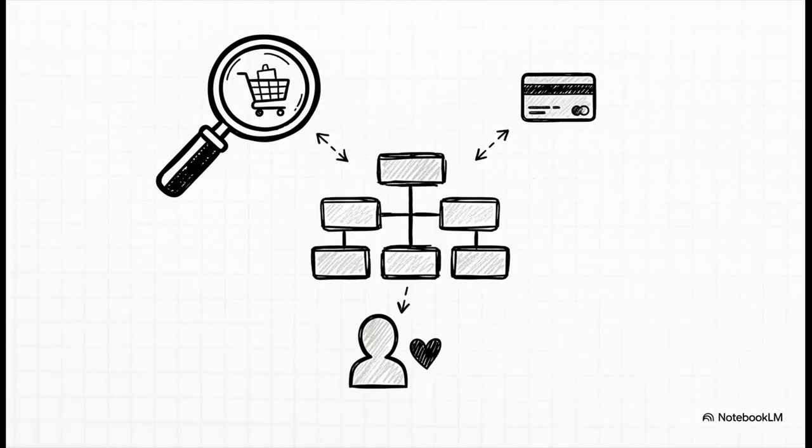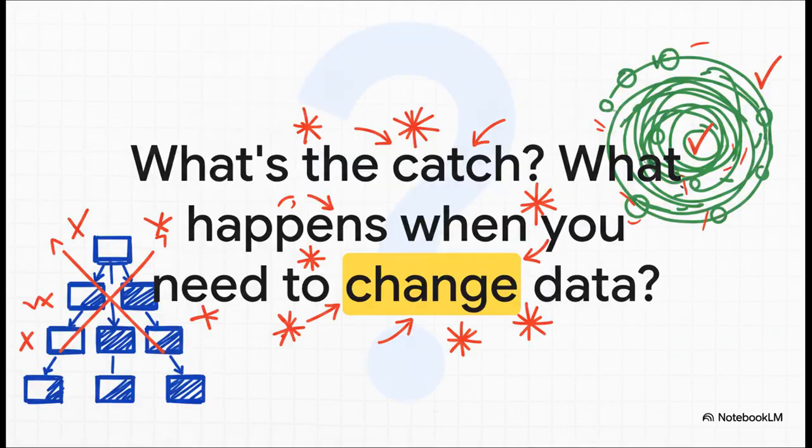And this is why B-trees are the undisputed kings for what we call OLTP, or Online Transaction Processing systems. Think about any app where you need to fetch specific records fast. E-commerce sites, banking systems, social networks. They're all about quick, targeted reads. Okay, so if B-trees are so amazing, why would we ever use anything else?